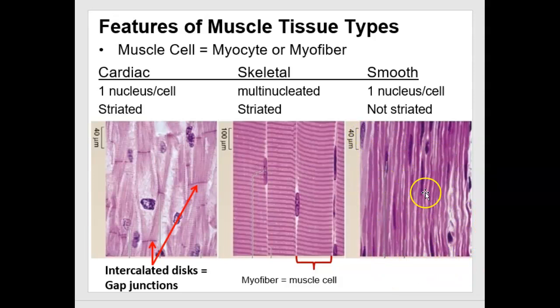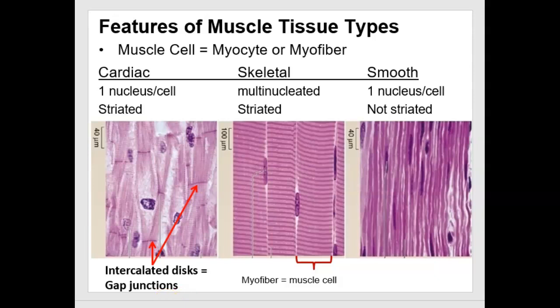That doesn't mean that there aren't proteins present for contraction within the cells. There are. In all these different muscle tissue types, there are specialized proteins that help the cells contract. But the arrangement differs in the different tissue types, and so you might see striations and you might not. In smooth muscle tissue, you do not.